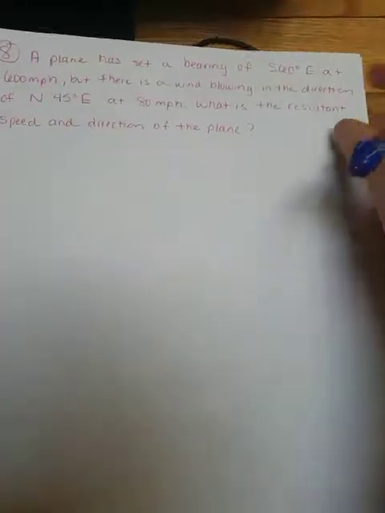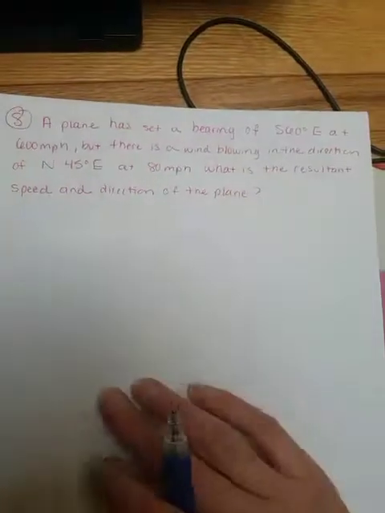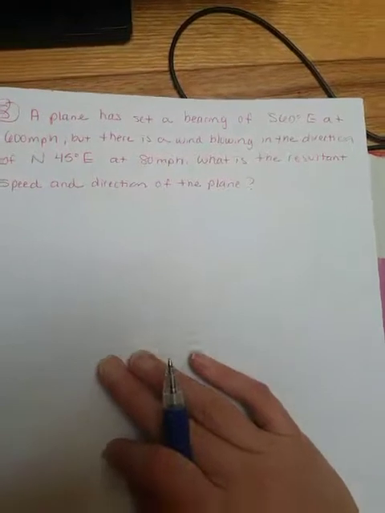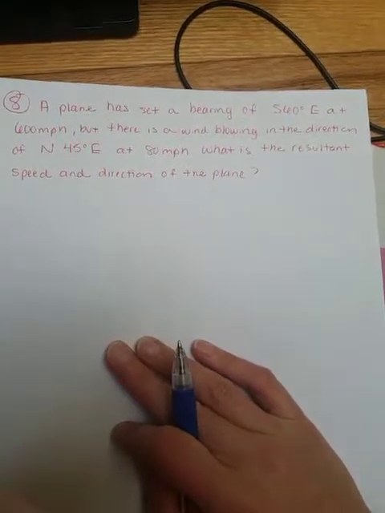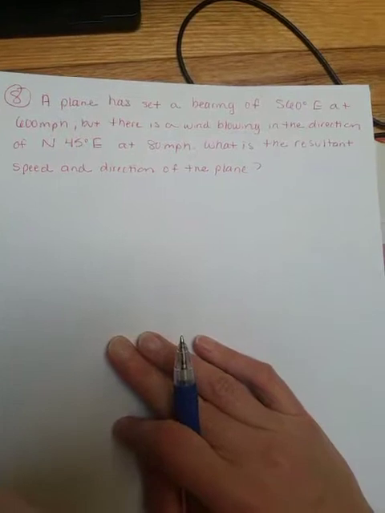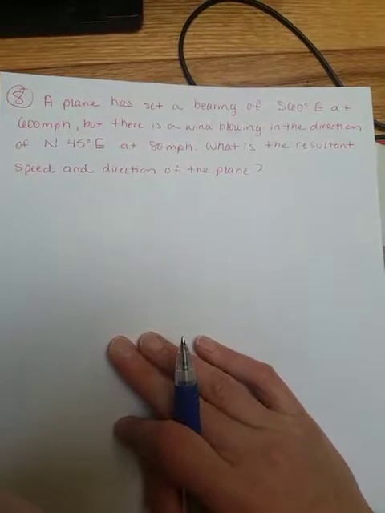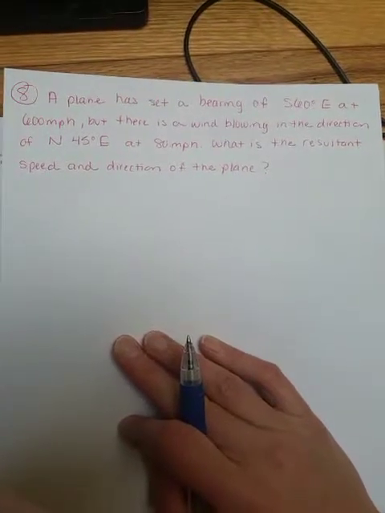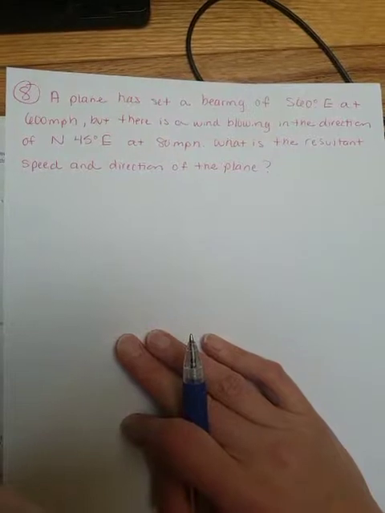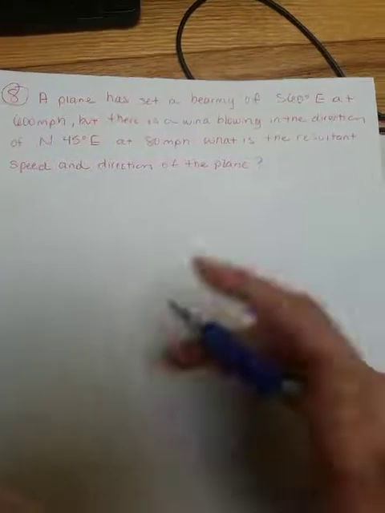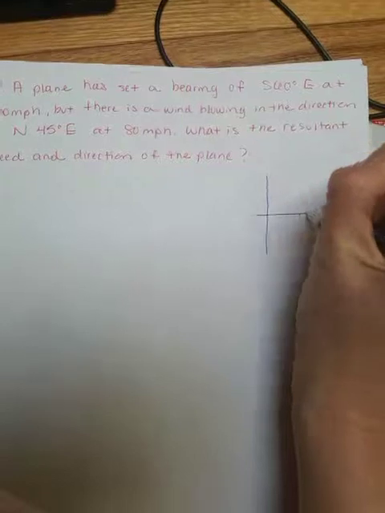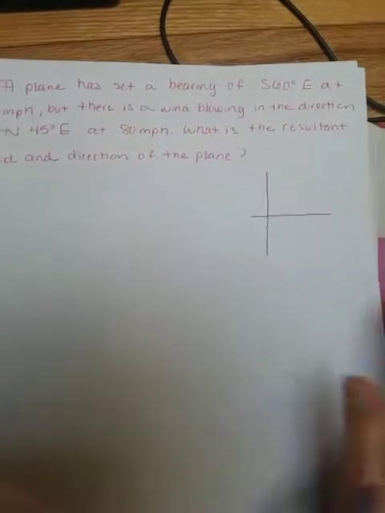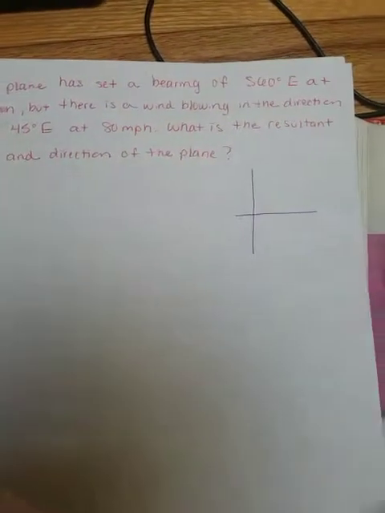Okay, and the last one, I'm going to go back to bearings again. A plane has a set bearing of south 60 degrees east at 600 miles per hour, but there is a wind blowing in the direction of north 45 degrees east at 80 miles per hour. What is the resultant speed and direction of the plane? So for a visual that is not drawn to scale, for people to see what's going on, the bearing of south 60 degrees east.